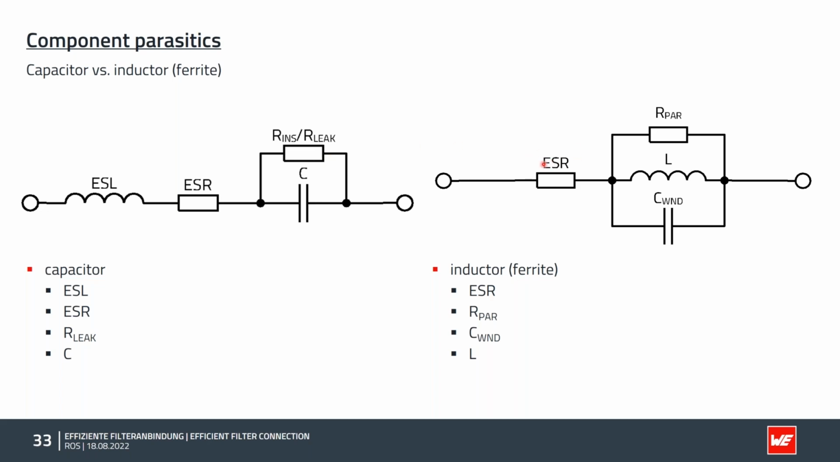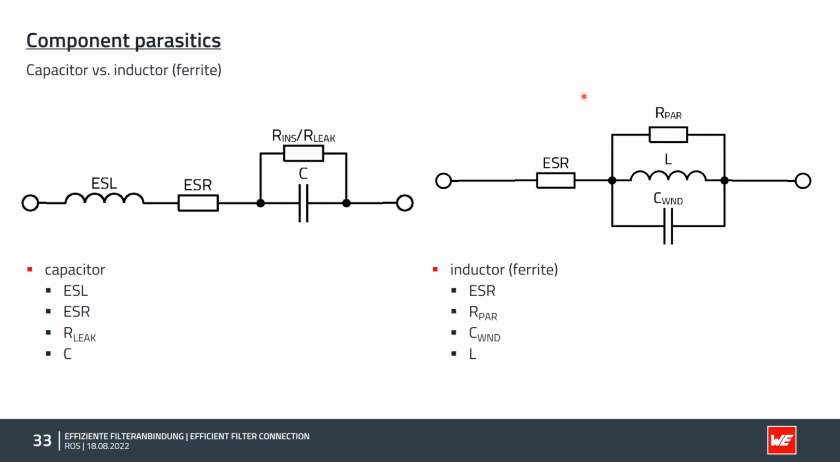And the same you can see on the right side for an inductor, in this case especially for a ferrite. You also have an ESR, which comes from the copper winding or the silver structure of a ferrite, from the RDC, and you have the real inductance and also the parasitic interwinding capacitance between the single windings in the component, and also the parallel resistance of this component.